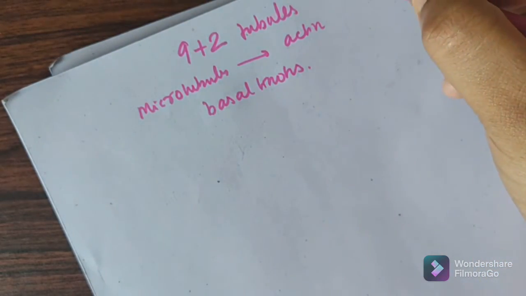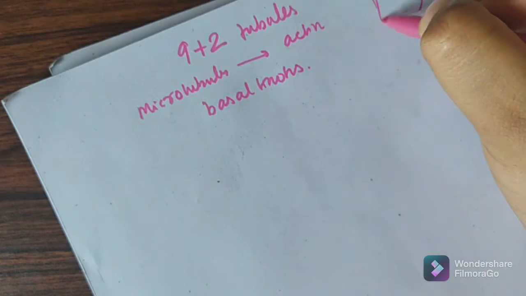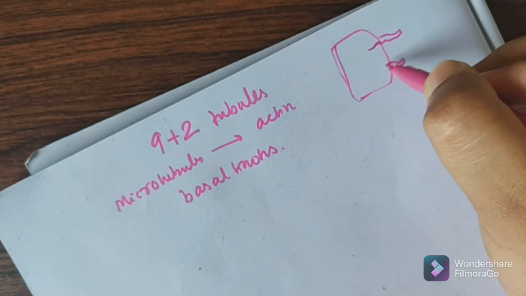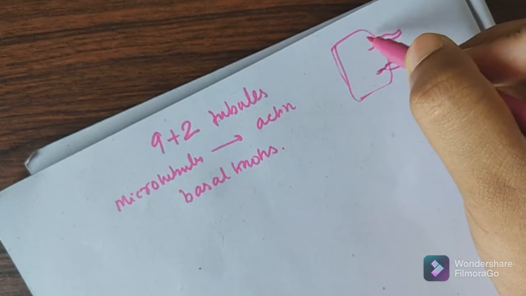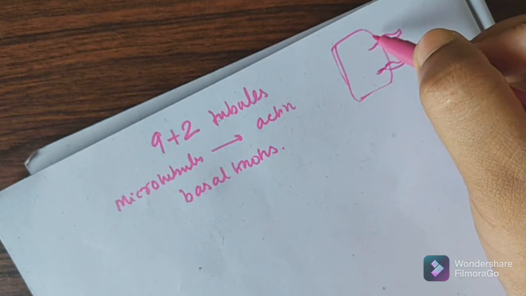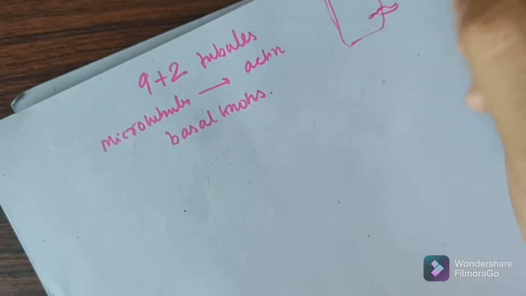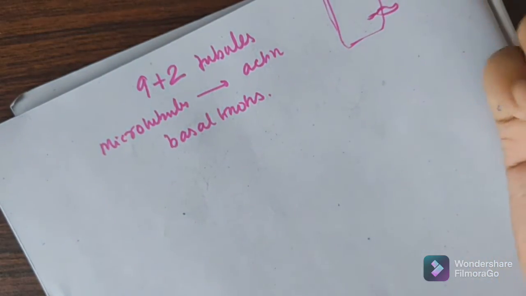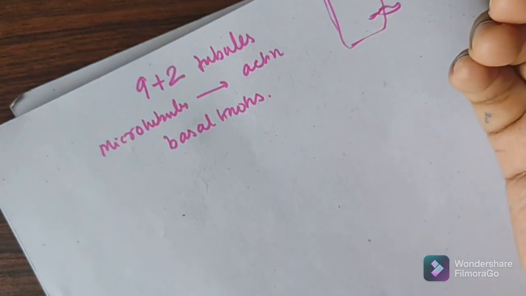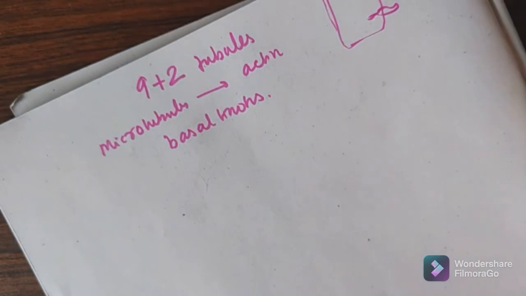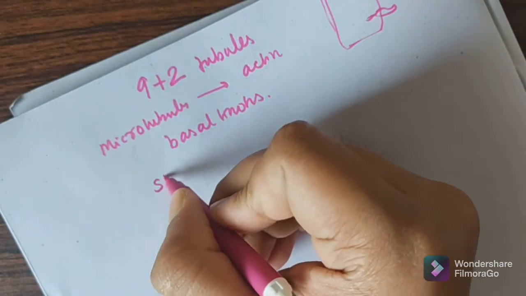Suppose this is the cell membrane and this is the cilium. They are attached through anchoring proteins for better anchorage. Now there is a category of stereocilia which are devoid of microtubules and resemble enlarged microvilli. They are the stereocilia.